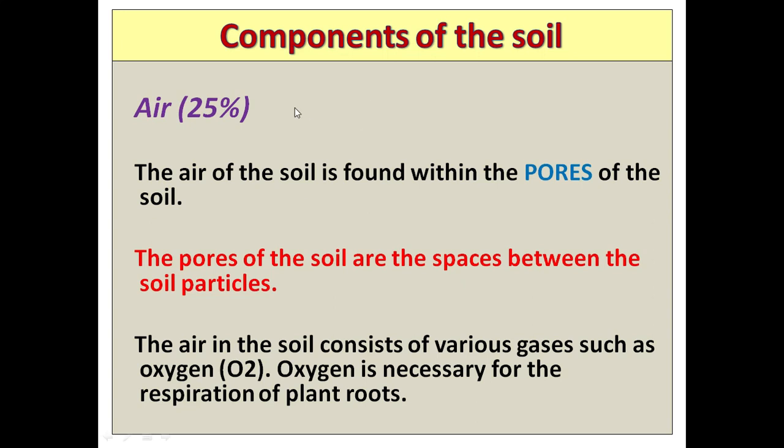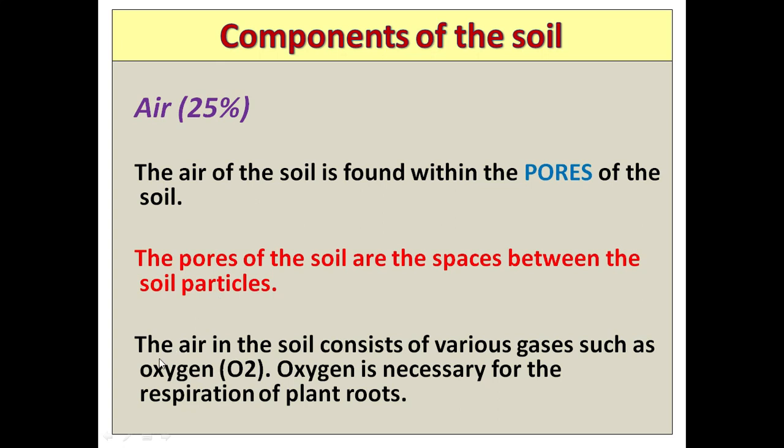Component of soil, we're going to get into more detail with air. As I said, air is 25% of the soil, that's a quarter of the soil. The air of the soil is found within the pores of the soil. Keyword here, pore, is explained in this sentence. The pores of the soil are the spaces between the soil particles. For example, the sand is a soil particle, the silt is a soil particle, and the clay is a soil particle. So the spaces in between those solid particles are referred to as air pores.